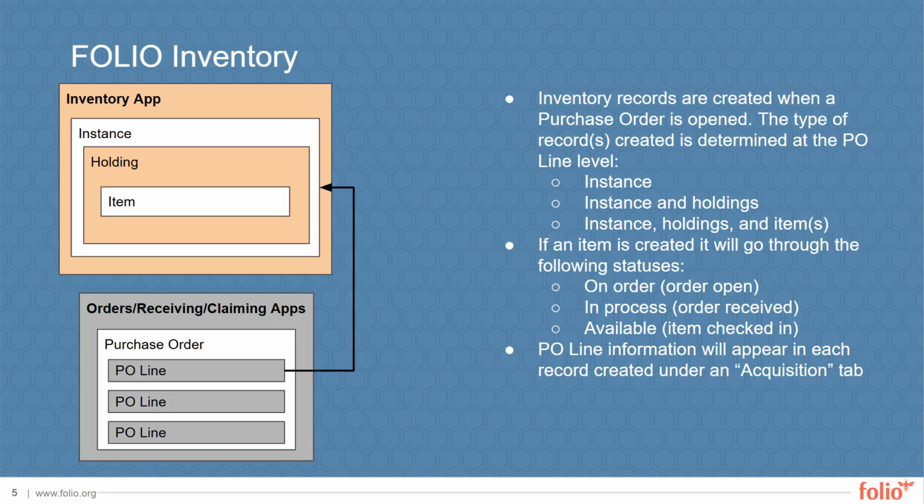Records can be automatically added to the Inventory app when a purchase order is opened. Staff can decide if they just want to add an instance record, an instance and holdings record, or an instance, holdings, and item record for each acquisition. If an item record is added, it will automatically go from the status on order to in process when the order is opened and received. An inventory record created from an order will have its acquisition history displayed under an Acquisition tab.